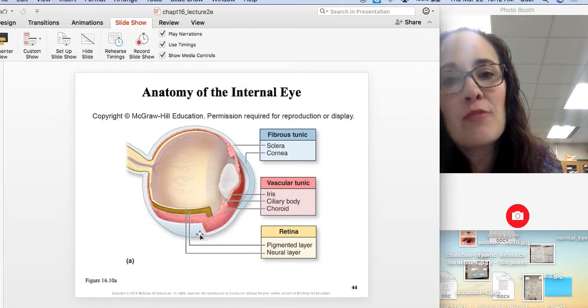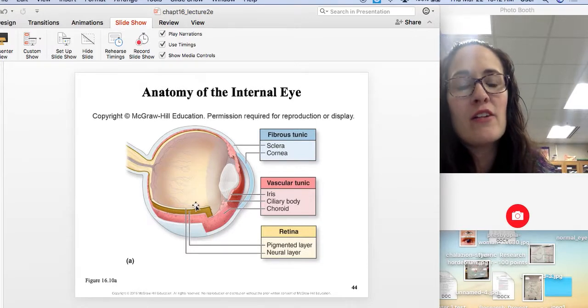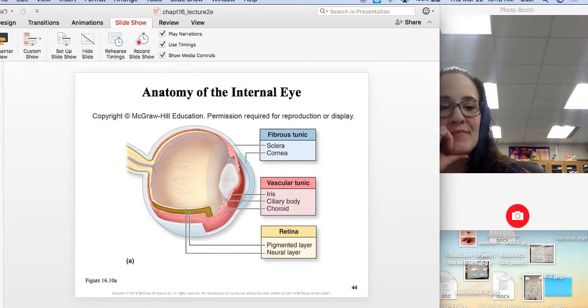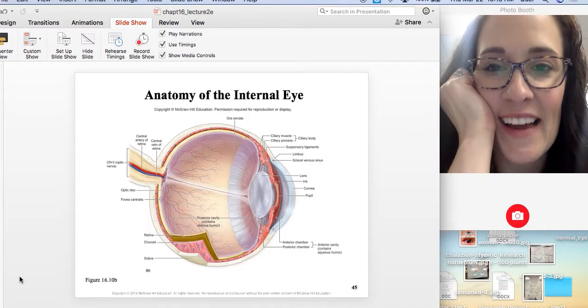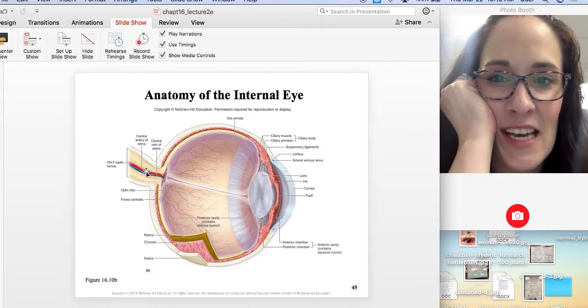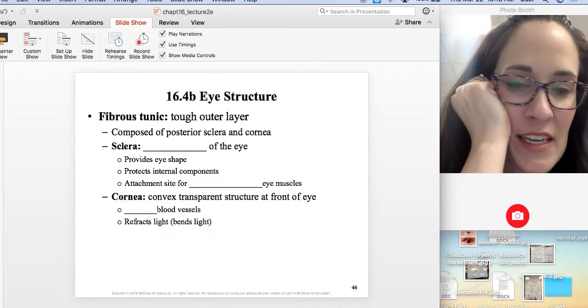Here again, the 3 layers: external, which is the fibrous, and then the vascular tunic, and then the inner layer is the retina. Another picture of the eye. The 3 layers. This is the optic nerve, the lens, the cornea.